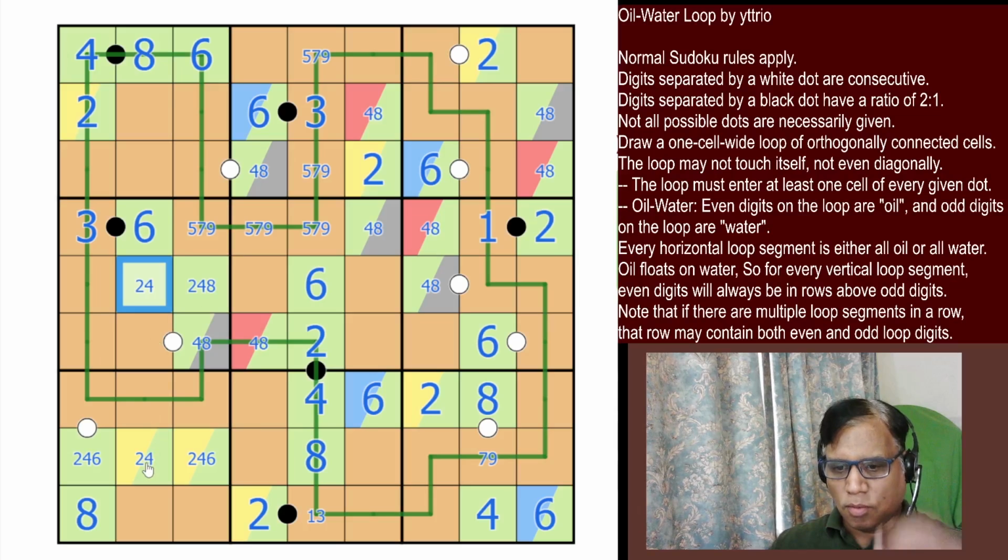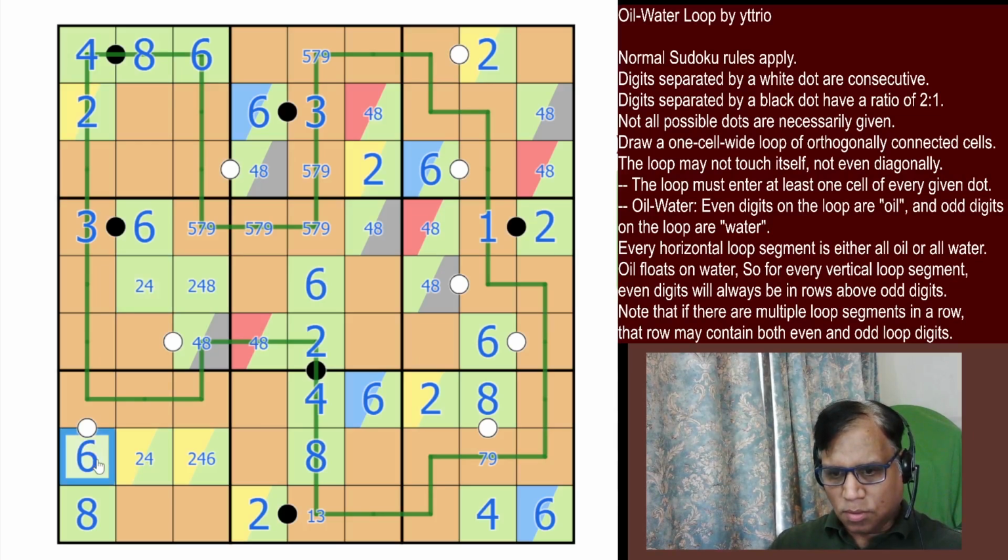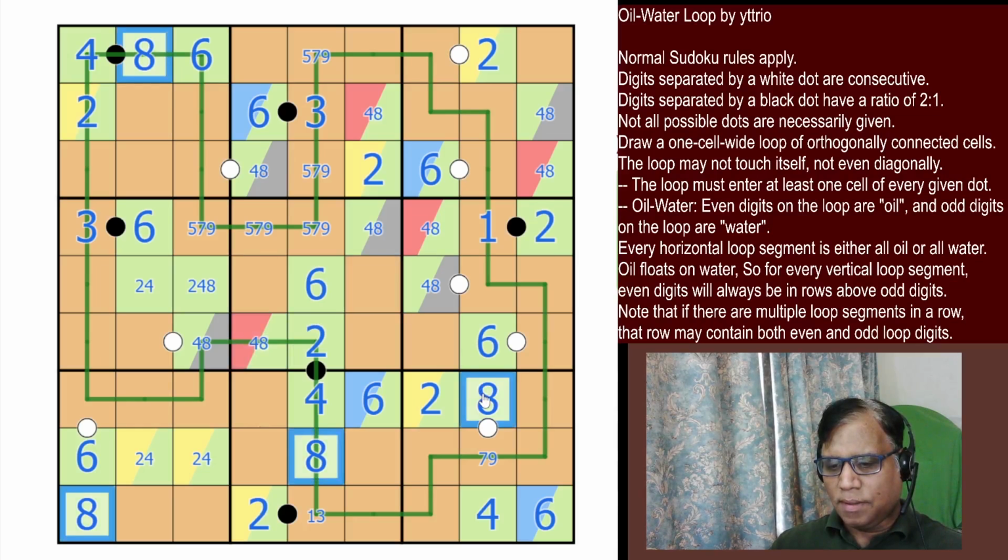2, 4, 2, 4. 2, 4, that has to be now 6. That can't be 6. 2, 4, 8, 4, 8. 4, 8, 4, 8. Come on, man. This is still not 8, is very less. 8 is one of these. What about 4?